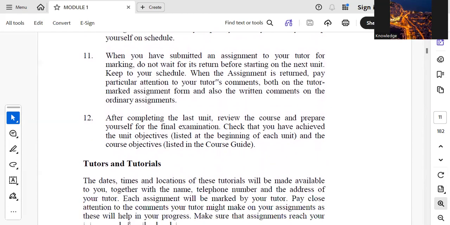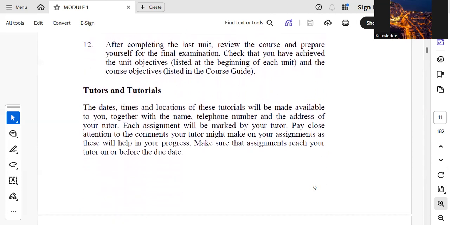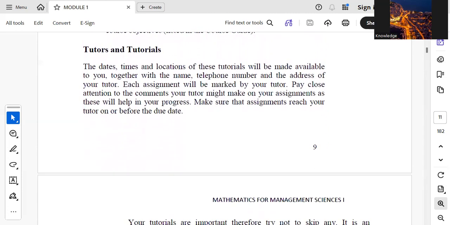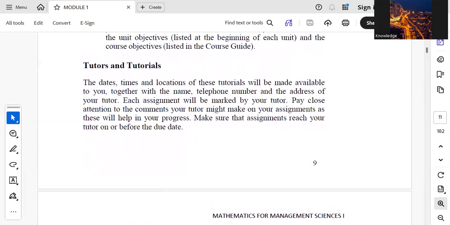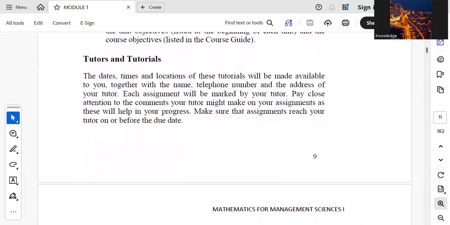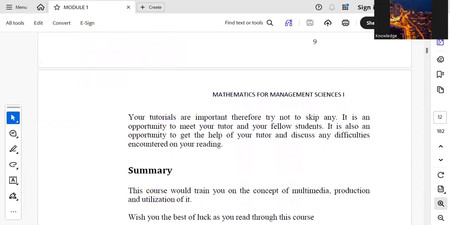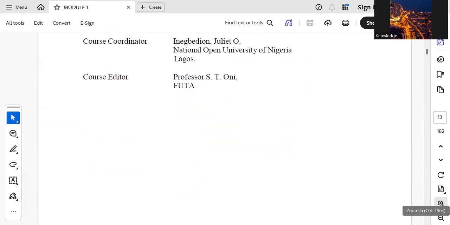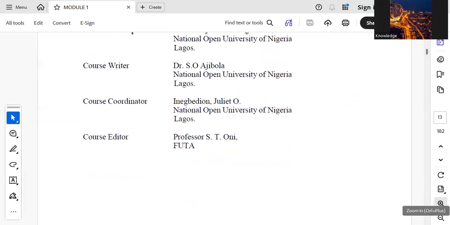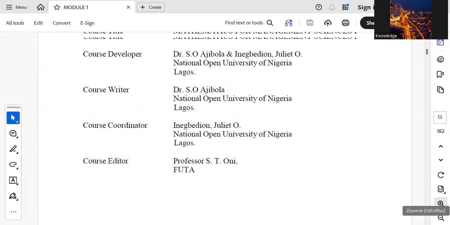Well, this one is not really applicable like that anymore because our assignments now are totally computer based. That is the TMA. So that is all this course is all about.